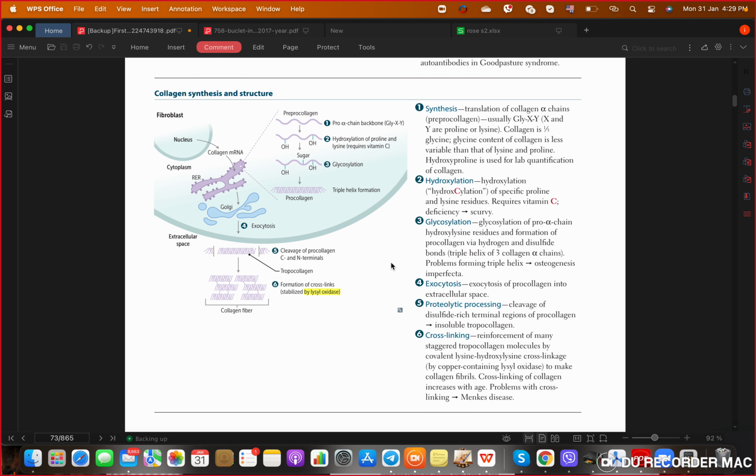So, collagen synthesis and structure. Let's speak a little bit about the structure of collagen. How do we synthesize collagen? How do we do the post-translational modification of collagen? First of all, Doc, in this one, the metalloproteinases. What was it about the metalloproteinase? It helped, like the cancer cells, for example, to destroy the collagen type 4 by producing metalloprotease. The cancer cells. Okay. Yep.